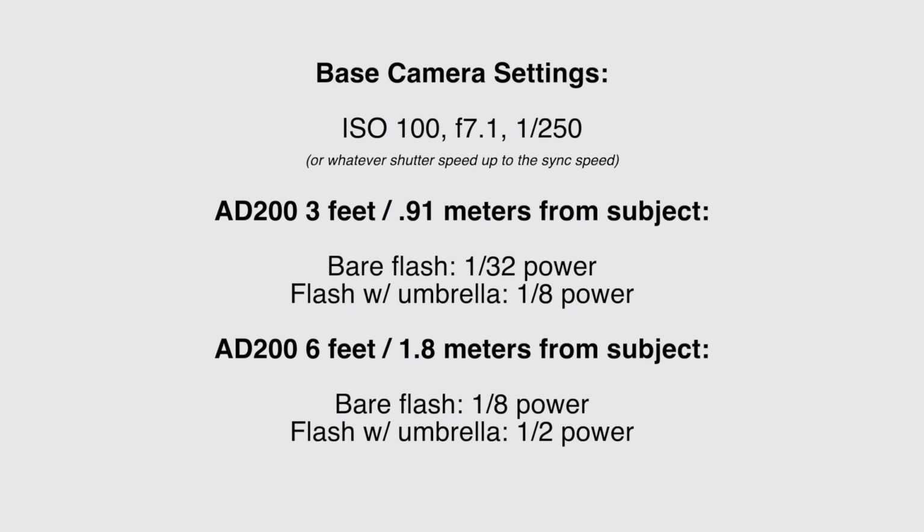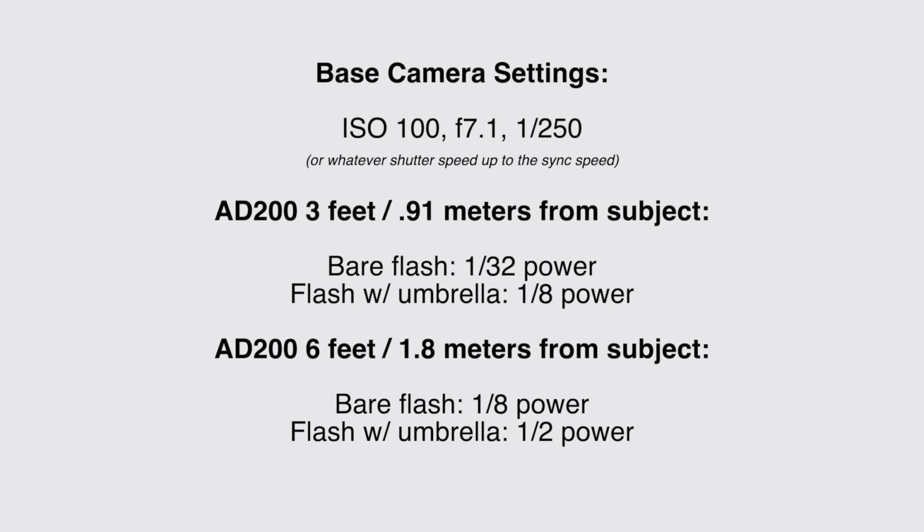If you're using an AD200 by Godox, it is about twice as powerful as a standard speed light. And because it's twice as powerful, you would then just use a setting that is half as bright. So if you're using the bare Godox light 3 feet from your subject, instead of 1/16 power, you'd go with 1/32 power. And if you're using an AD200 3 feet from your subject with an umbrella, then instead of going for 1/4 power, you'd go with 1/8 power.